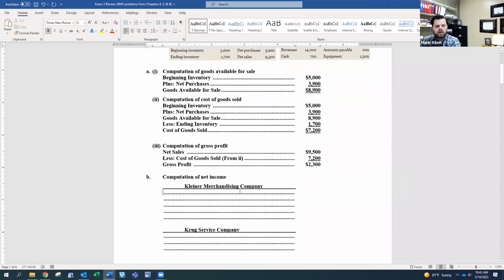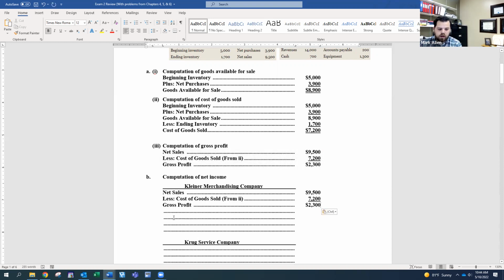Now, for our next piece, we're going to look at the computation of net income. We're going to take it from the top just to give you a full picture of the overall differences between merchandising and service companies. But of course, you could just start here at gross profit if you wanted. So what I'm going to do, just to make that abundantly clear, is literally copy that information and paste it right on in.